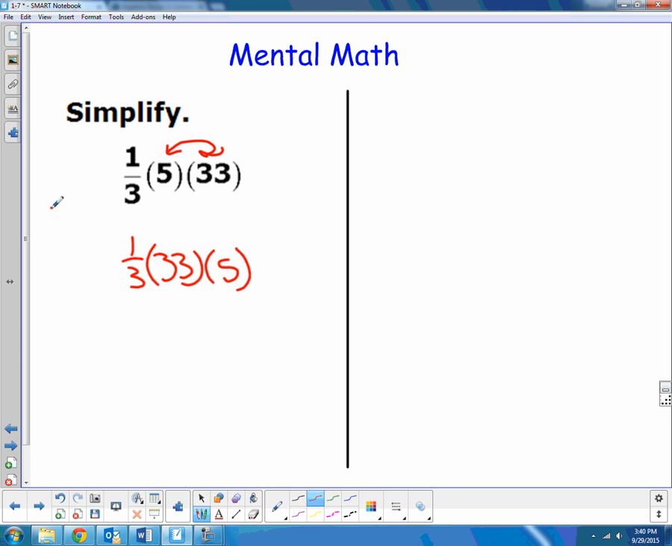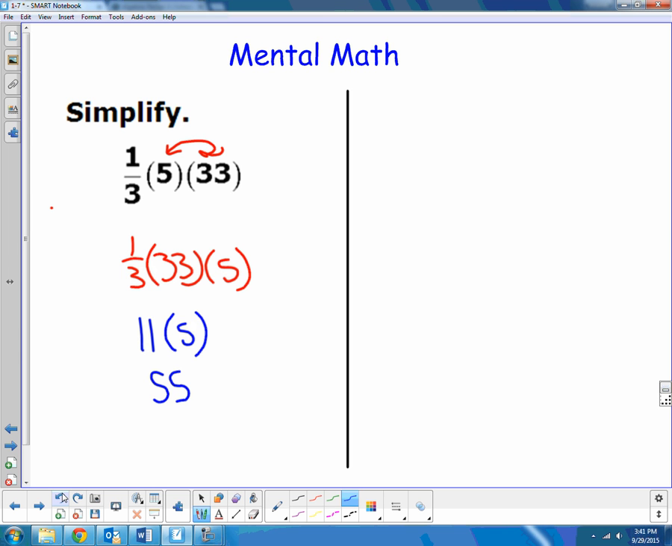Now, 1/3 times 33, that's a little easier to do in my head. Divided by 3 is the same as 1/3. 1/3 times 33 is 33 divided by 3, which gives us 11. So that's a much easier thing to do in my head. Using that commutative property allows me to do things in my head a lot easier.